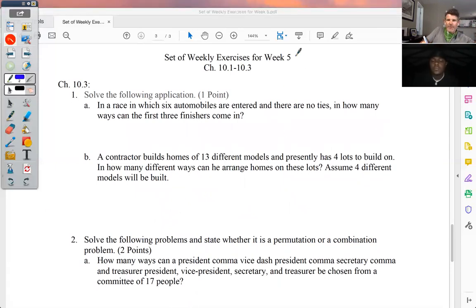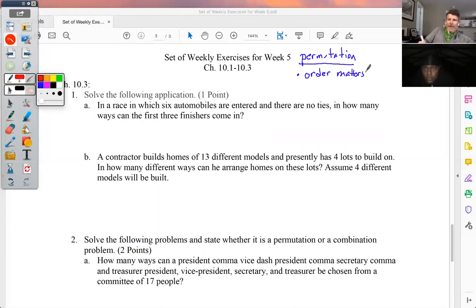Okay, so we have two things. We have what's called a permutation. And in a permutation, order matters. And then the other option we have is called a combination.